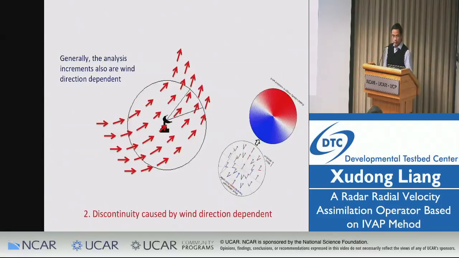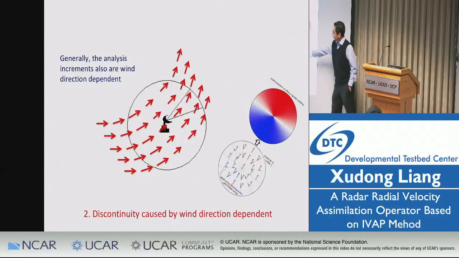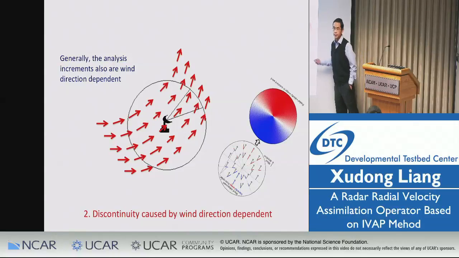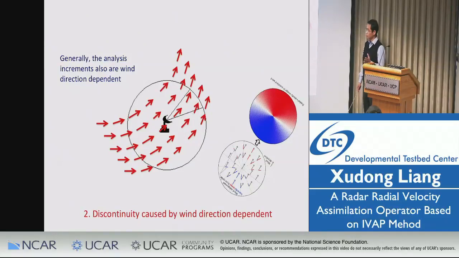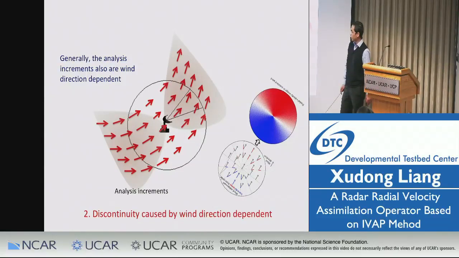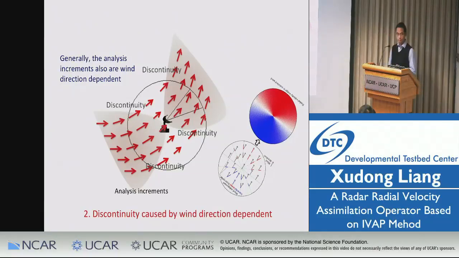So if we have this pattern of the wind, the radar can observe wind inward and outward, having good observation in this region, and it cannot observe wind in this region. So if we assimilate this observation in the model, the analysis increment generally exists in this area and this area. It will cause discontinuity in this region. So that's a large problem. The discontinuity is dependent on the wind direction.